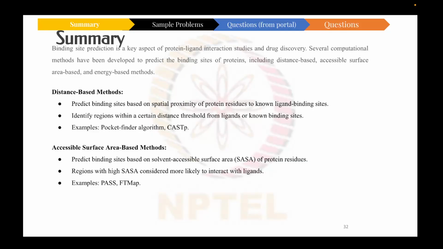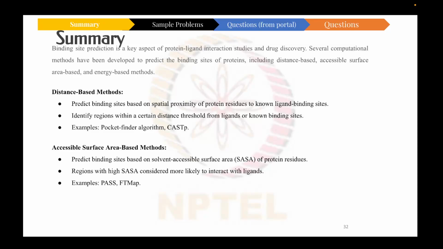So these algorithms are relatively fast and computationally efficient and suitable for identifying pockets or cavities on protein surfaces. Sometimes they may miss binding sites that are not located within well-defined pockets or cavities. Limited to predict the binding sites in flexible regions of proteins.